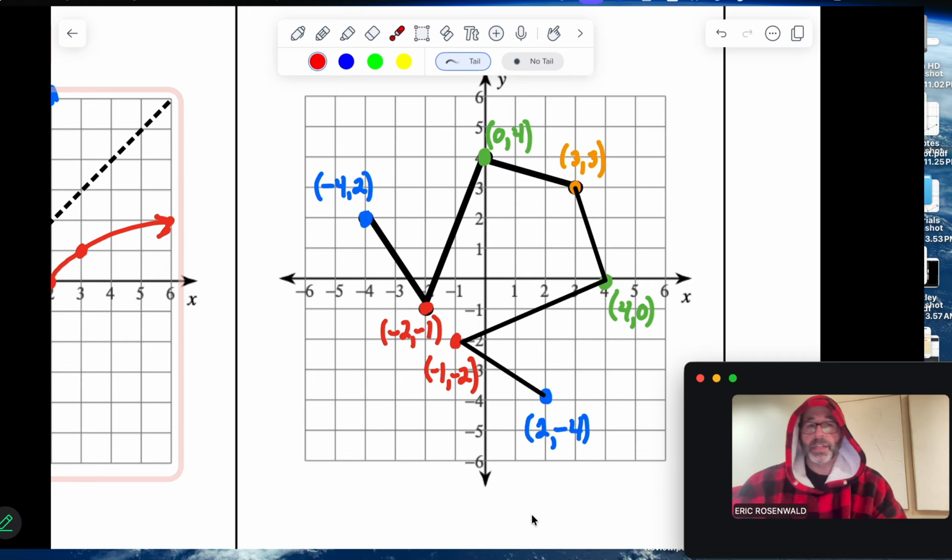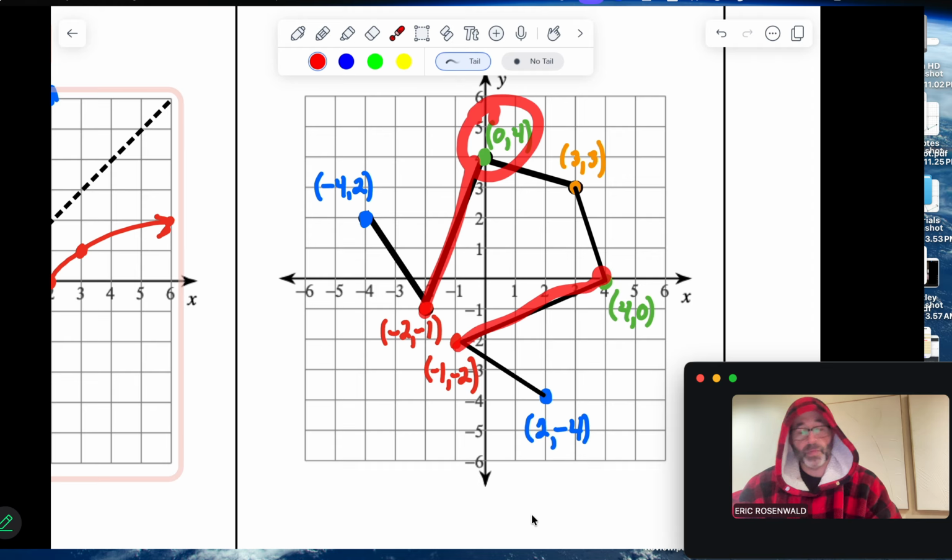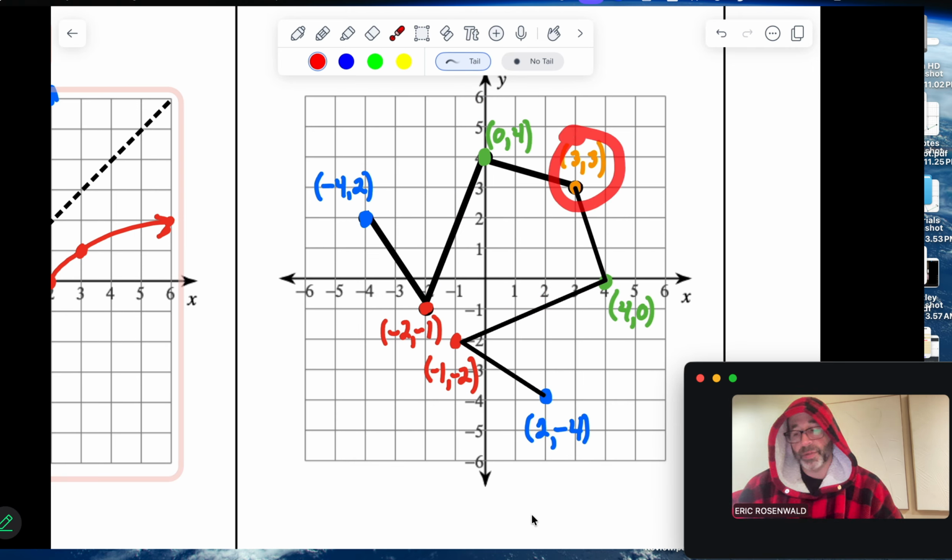The next thing we're going to do is this 4, 0. Let's go and reverse it. We get 0, 4. And then immediately connect it to the next spot, that way we don't lose track of where we're at. And then the last point in this was at 3, 3. If I take 3 and 3 and flip it, it goes to 3 and 3, and therefore, it doesn't move.